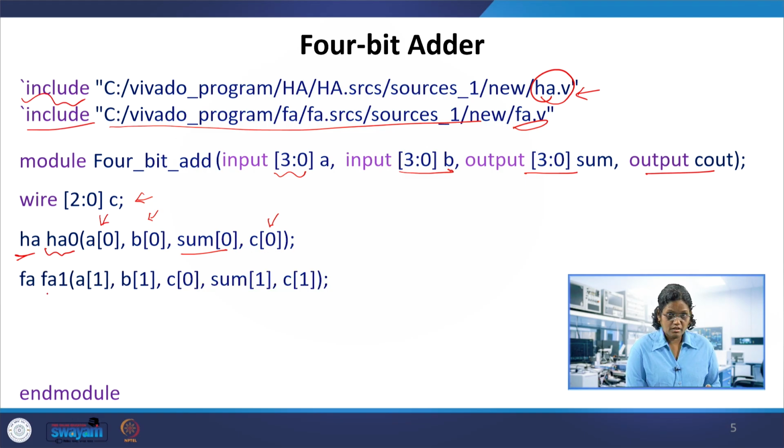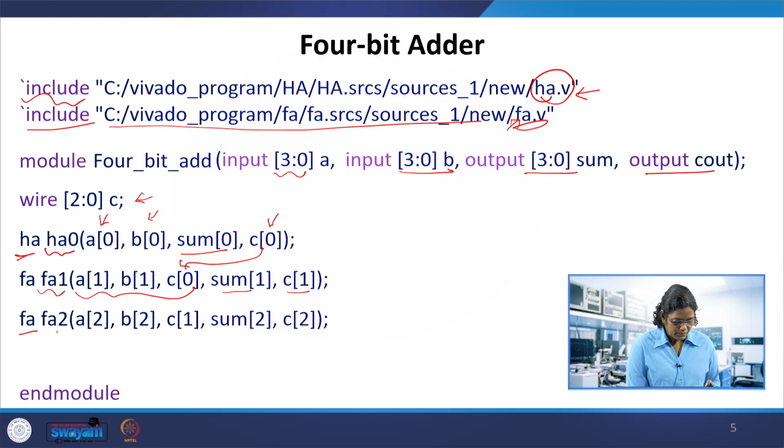Now second, we are instantiating the full adder, FA1, full adder 1. The inputs are A1, B1, and the carry output from the previous half adder. These three are the inputs, and sum 1 and C of 1 are the outputs of the full adder. Next full adder instantiation, module name again: A2, B2, and the carry output from the previous full adder, and the outputs are sum of 2 and C of 2.